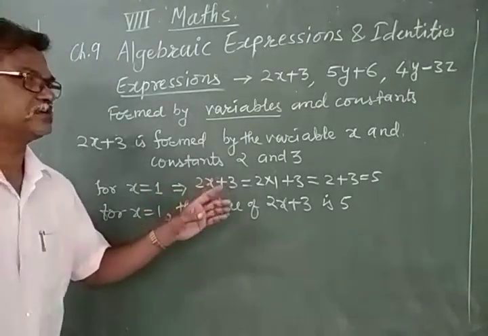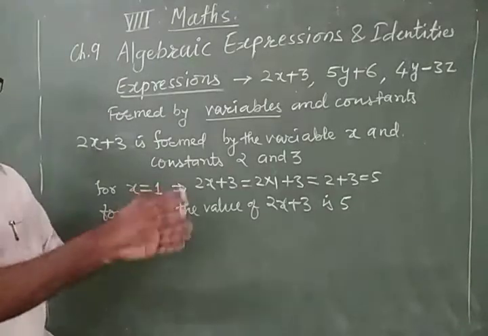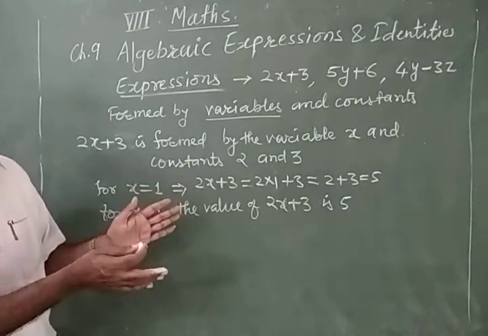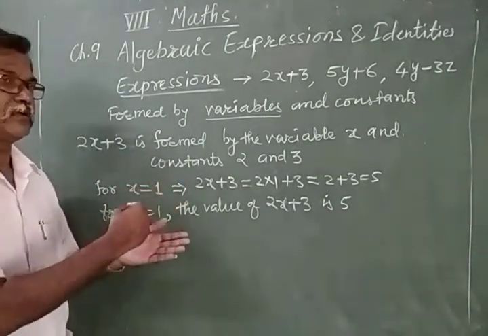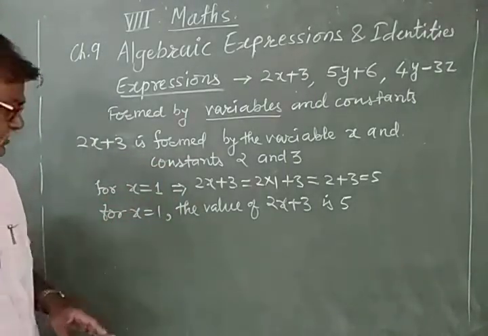So you will get different values for different values of the variable. Variable means that it is not constant. Its value is changing. As you want, you can take the value of the variable.